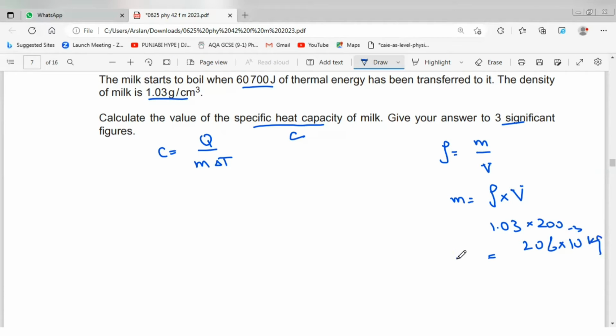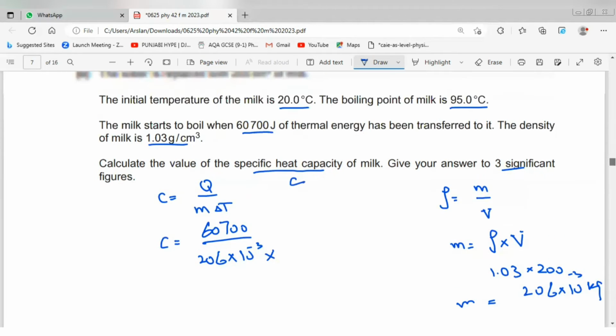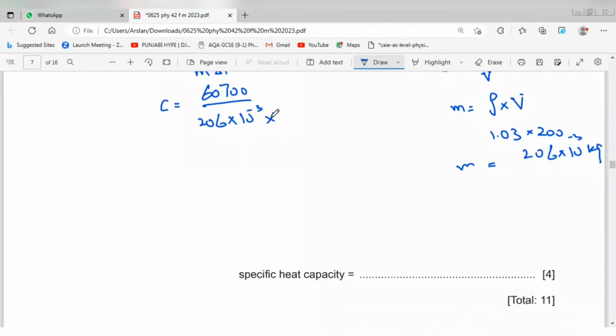Now you can calculate the specific heat capacity. So C is equal to Q, which is 60,700 joules, divided by M, which we have calculated as 206 times 10 power minus 3, and change in temperature. Change in temperature is 95 minus 20. So you can write 75. After final calculation, you will get 3929, and its unit is joules per kg per Kelvin. So here is the answer. You will write here.